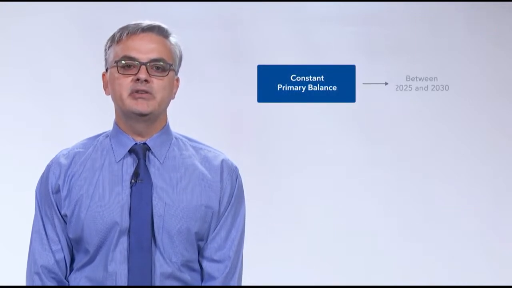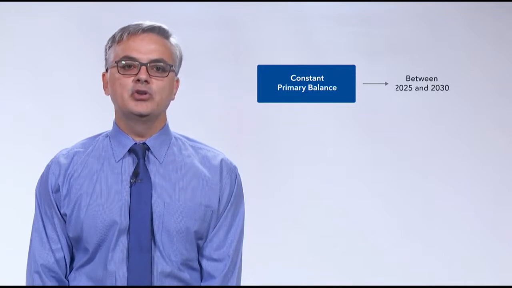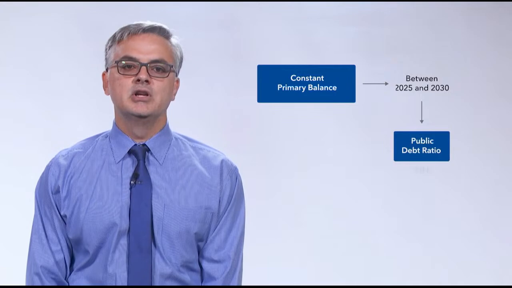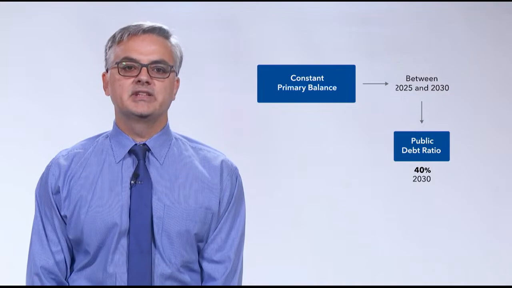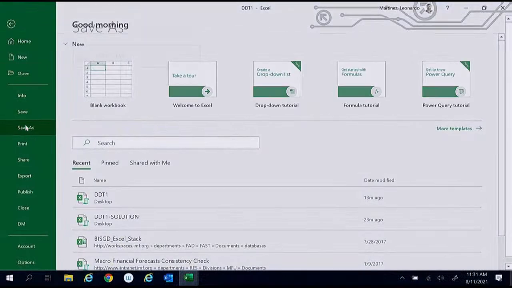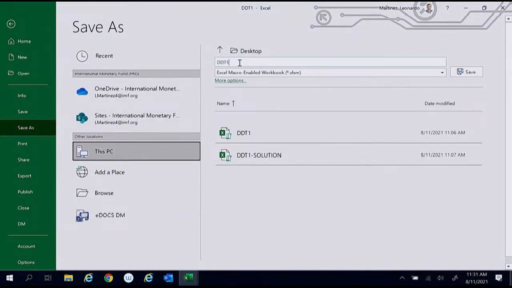The Ministry of Finance of Macroland asked us to compute the constant primary balance it will need to implement between 2025 and 2030 in order to bring its public debt ratio to 40% in 2030, as required by Macroland's fiscal rule. The Ministry gives us the file DDT1 with its baseline debt projections. We will work with this file, but first, to have a record of our calculations, we will save it under the name DDT1 Adjustments.